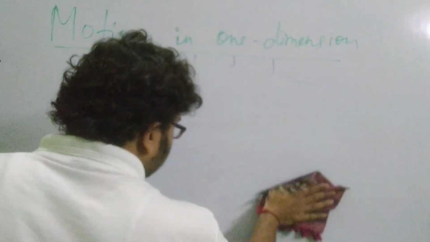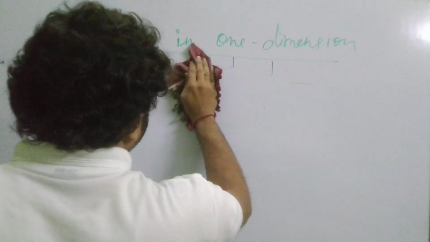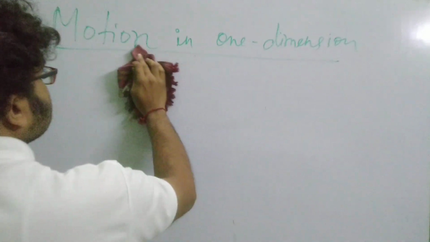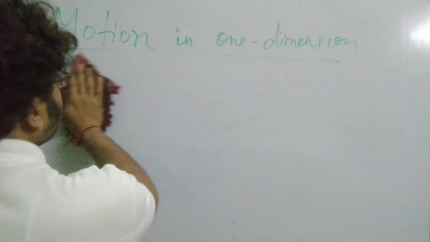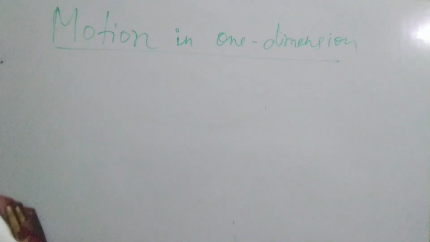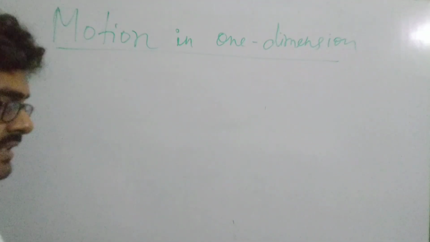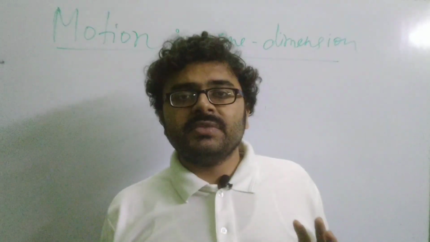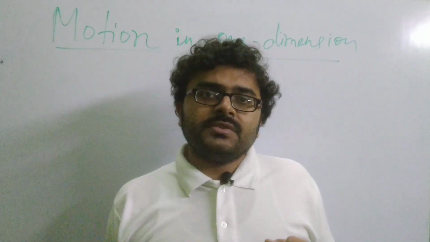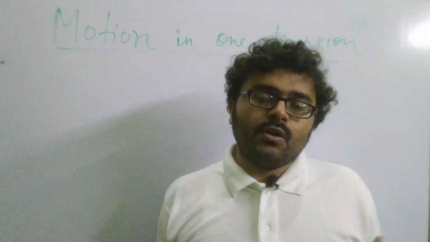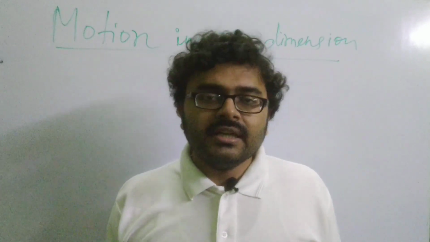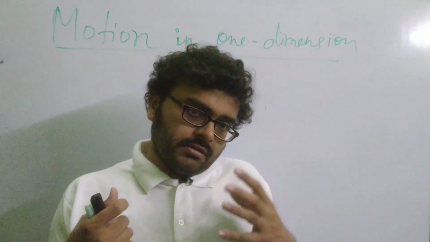Now the chapter is motion in 1 dimension. When we say motion in 1 dimension, it means that the object is moving in such a way that only one coordinate is changing, and the other 2 coordinates remain fixed. This is the basic meaning of motion in 1 dimension. So the very next question that comes into your mind is, what is motion or what is rest? These are 2 very basic facts that come into the mind when we speak of motion.